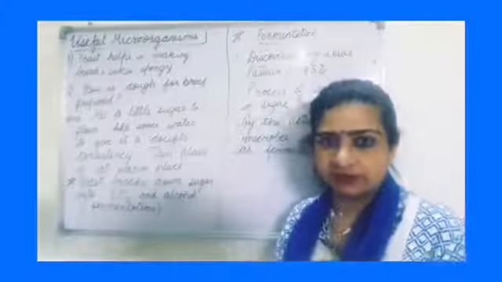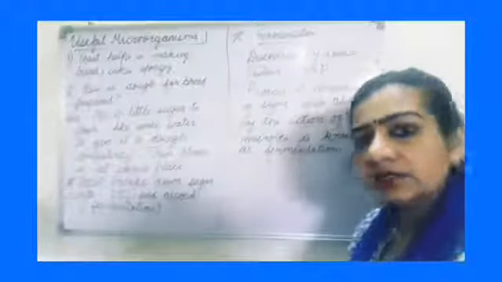So what is this process of fermentation? This process was first discovered by Louis Pasteur in the year 1857. This is the process of conversion of sugar into alcohol by the action of certain microbes on it, and it is known as fermentation.